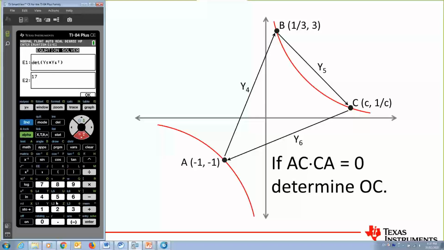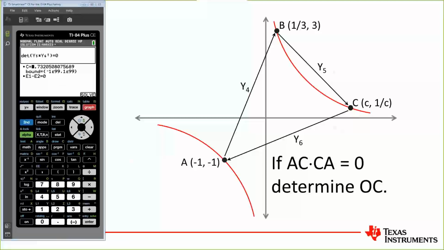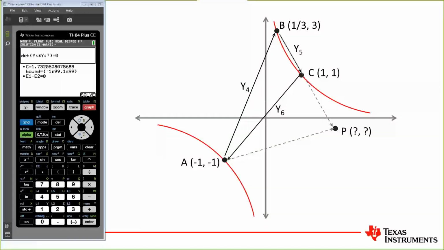And this time, I don't want the dot product to equal 17. That would just be weird. I want it to equal 0. And I'm going to take a guess at 1. Let's see how close we are. It's at 1.73205. That looks remarkably like √3. In fact, the coordinates of point C is √3 and 1 on √3. So, that's another problem solved. That would have been a little bit of algebra.